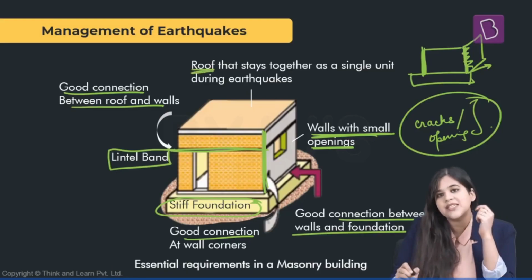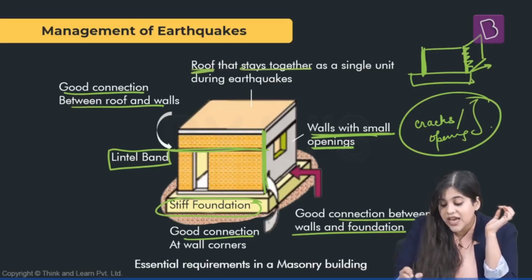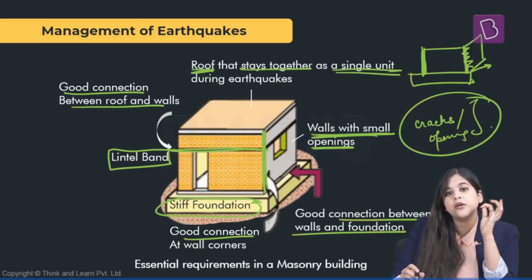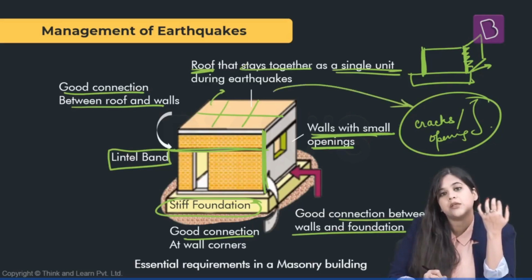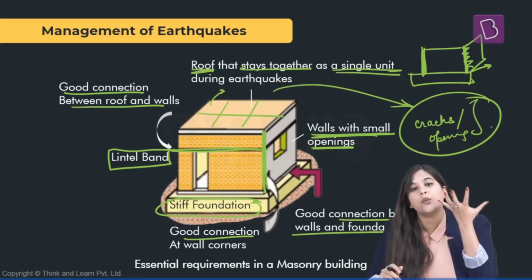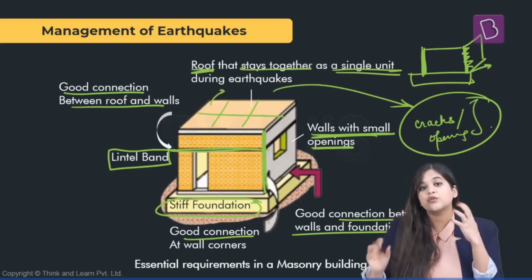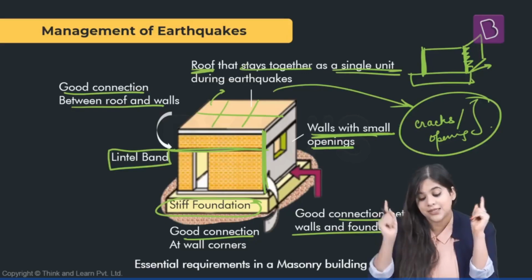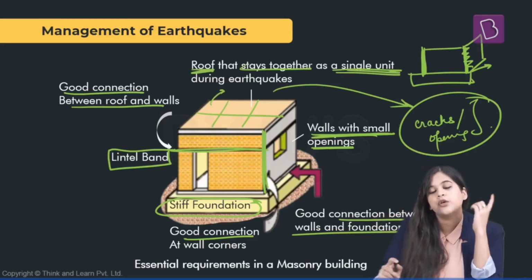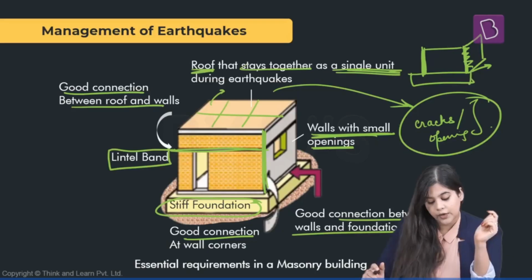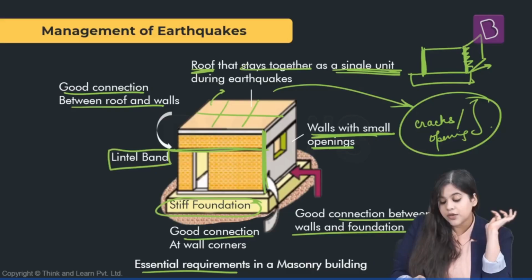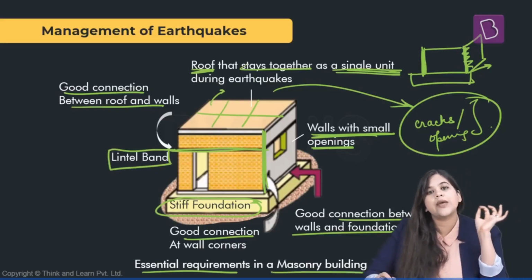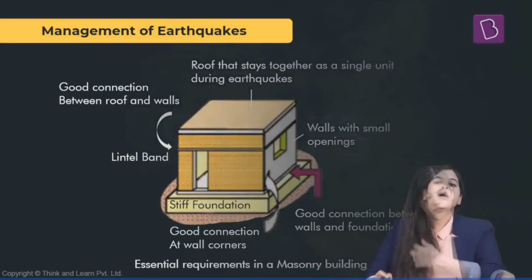and the roof should be such that it stays together as a single unit during an earthquake. Because if it has multiple parts, again the same problem will occur and the roof will give way very easily. So the roof should stay as a single unit during any earthquake event. So these are the essential requirements in any masonry building in the earthquake zones.